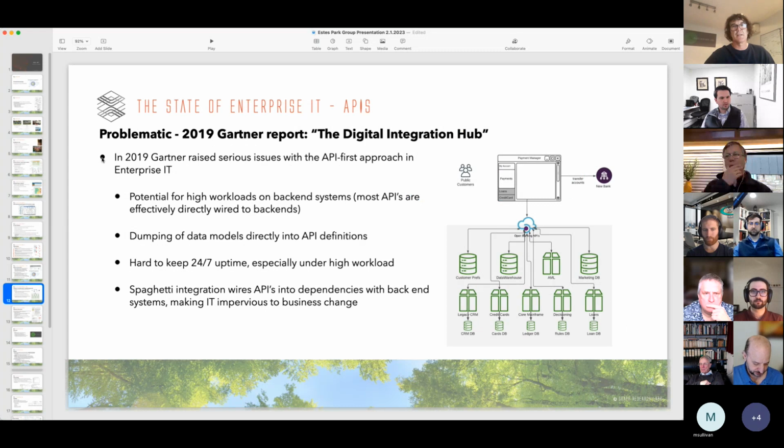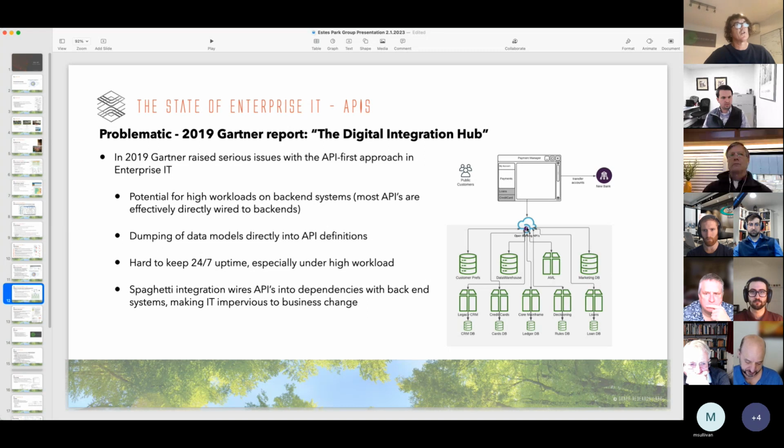And actually Gartner, the analyst firm, called this out in 2019. And there's a report you can log into or join to find called the Data Integration Hub. And it's a really interesting report. So they raised issues with this approach. Effectively what you get is spaghetti.